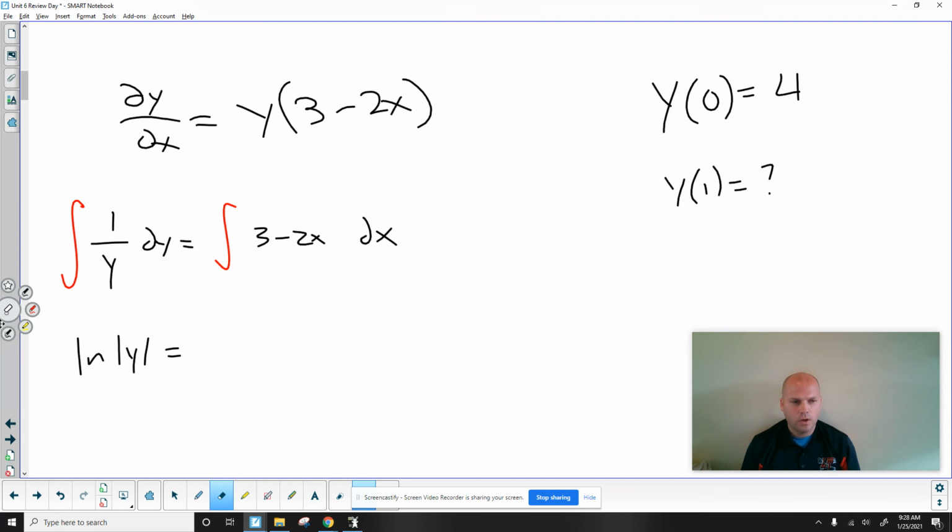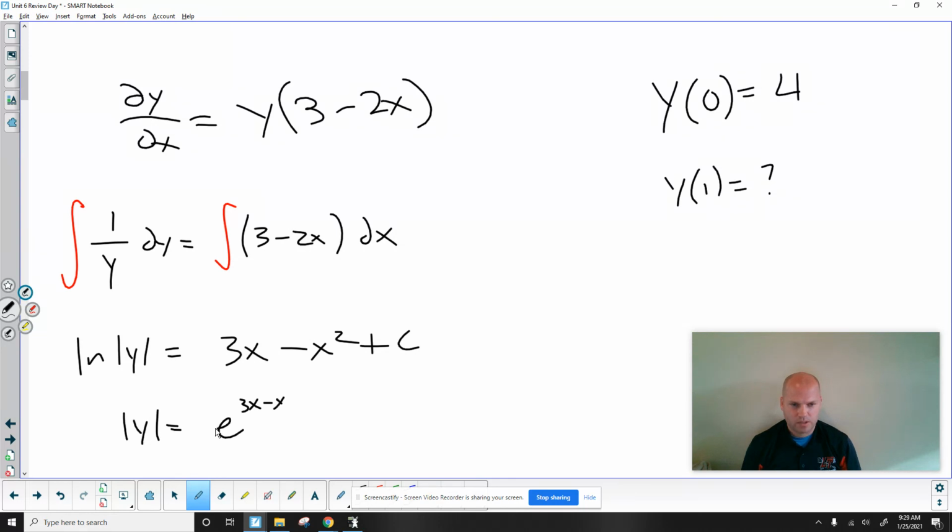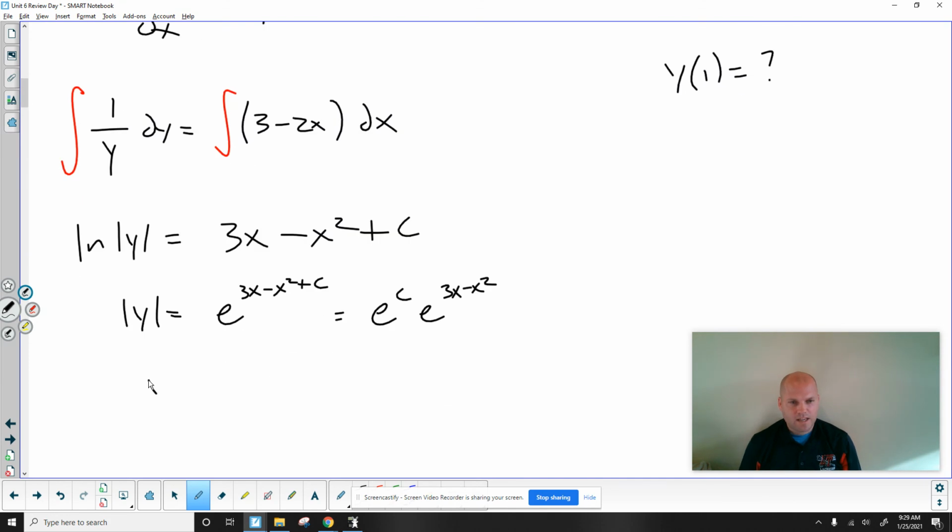Pretend like they're not there. And then you're realizing, oh, I just need to take the antiderivative of 3 and the antiderivative of negative 2x, plus c. E to the power of both sides, I get absolute y equals e to the 3x minus x squared plus c. I'm going to leave the x's up where they are, but I'm going to move that c down using that exponent property we talked about. So it's e to the c, e to the 3x minus x squared, and that's c e. The absolute value can be ignored so long as you're finding what the c value is. So don't worry about the absolute value if you're going to go ahead and find c.